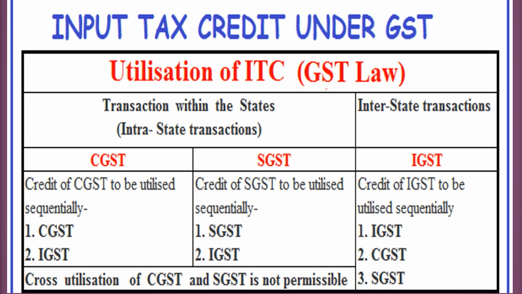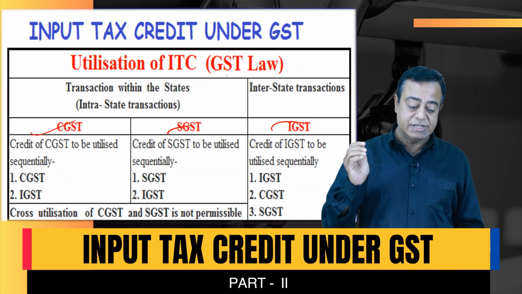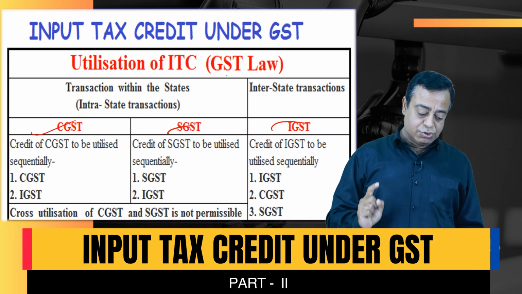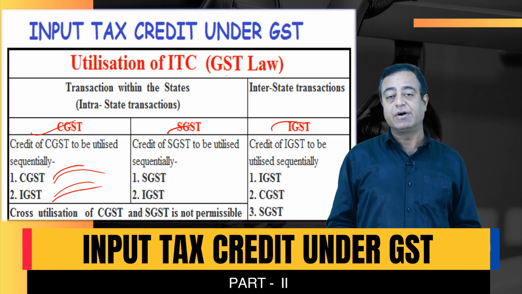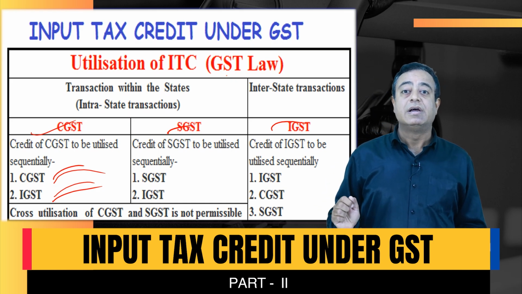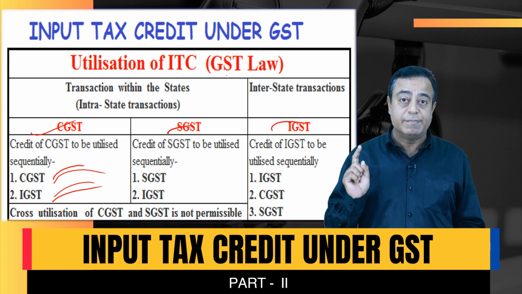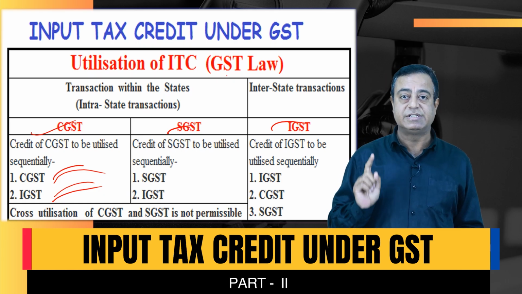We all know that we have three types of GST: CGST, SGST, IGST. For all of these, we have different provisions for utilization. CGST can be used firstly for CGST, and after that it can be used for the payment of IGST only. It means CGST cannot be used for the payment of SGST.